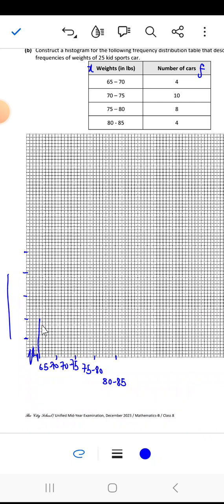So now you can draw 65 to 70, it is 4, so you can draw a bar like this. Remember to join the bars because it is a histogram. So next value is 10, so you need to keep it this long till 10. Next is 8, so 8 would be this much height. Next is 4, so 4 would be this much. So this is your histogram.